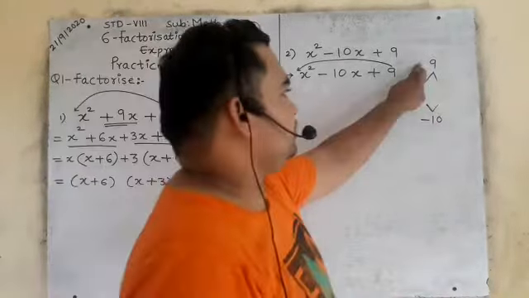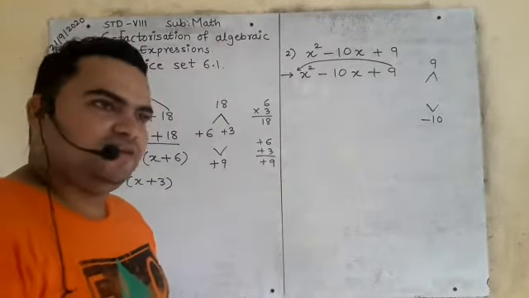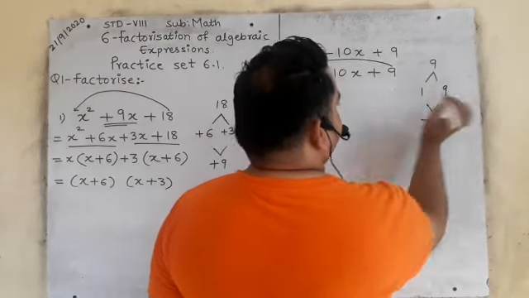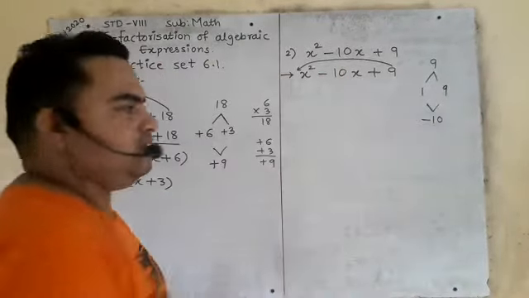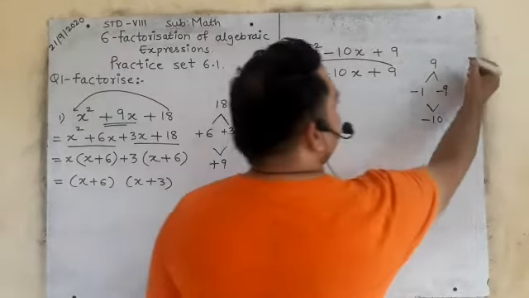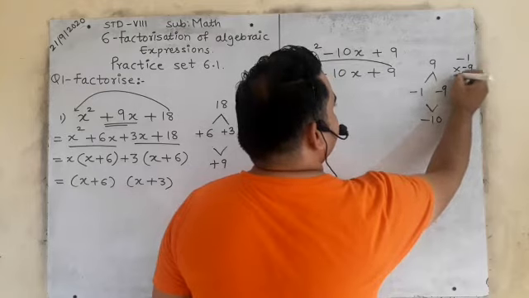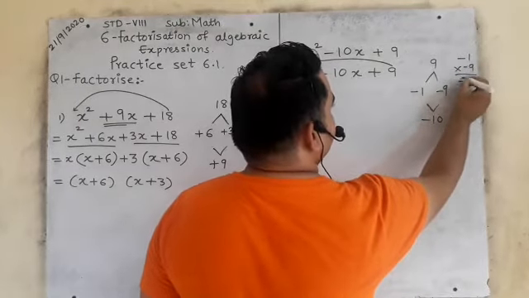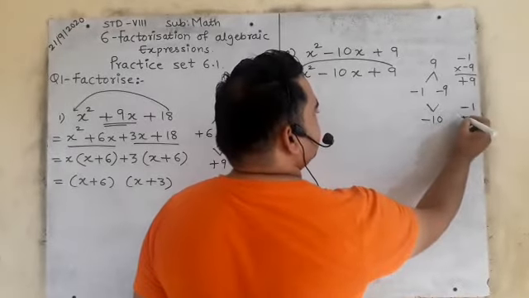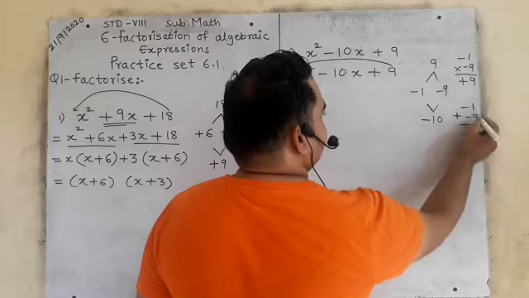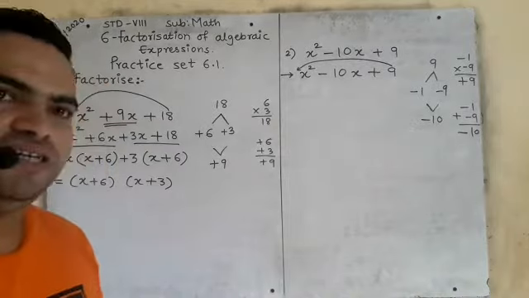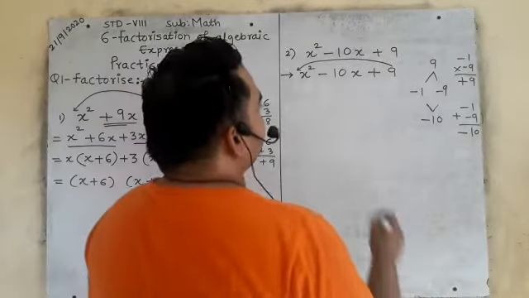So 9 comes in which table? 9 ones are 9. Yes. So can I write here 1 9s are 9, or 9 ones are 9? So you can write here minus 1 and minus 9. Multiply here: minus 1 multiplied by minus 9, 9 ones are 9, minus minus plus. So the multiplication answer came. Now you have to do the sum. Sum means addition: minus 1 plus minus 9. So 9 and 1 is 10, addition of negative numbers. Is it clear? So it is minus 10.